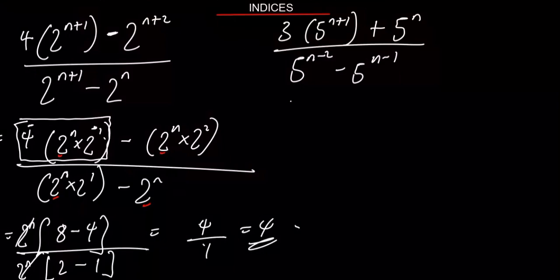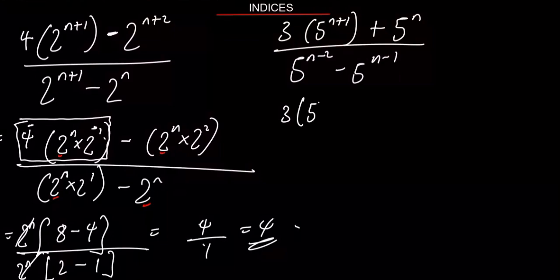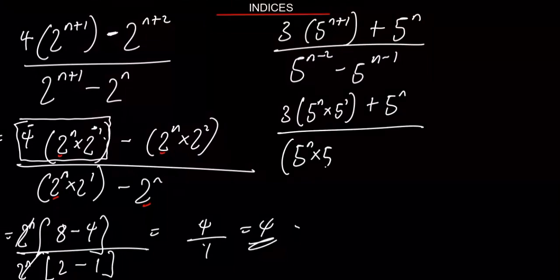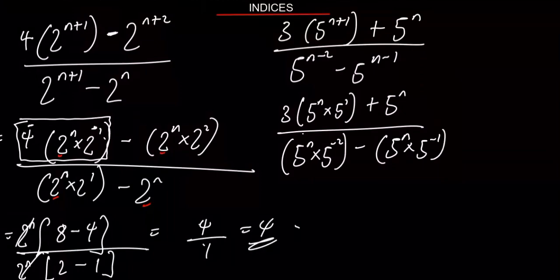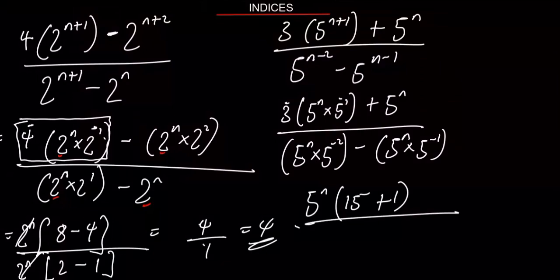I'll be using the same pattern. What I'm having here is 5 raised to power n times 5 raised to power 1 plus 5 raised to power n all over 5 raised to power n times 5 raised to power minus 2, then minus 5 raised to power n times 5 raised to power minus 1. What's common to all of them is 5 raised to power n. Now look at this part. If I remove 5 raised to power n here, I'll be left with 3 times 5, and that's 15. Plus, if I remove 5 raised to power n here, you'll be left with 1, all over 5 raised to power minus 2.